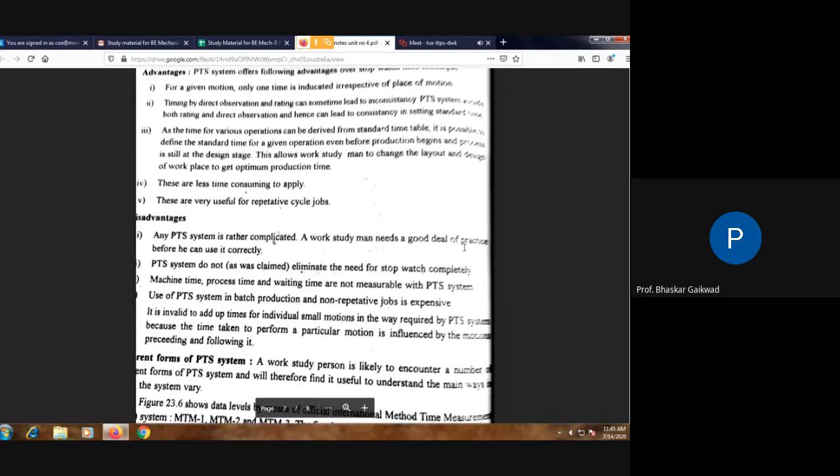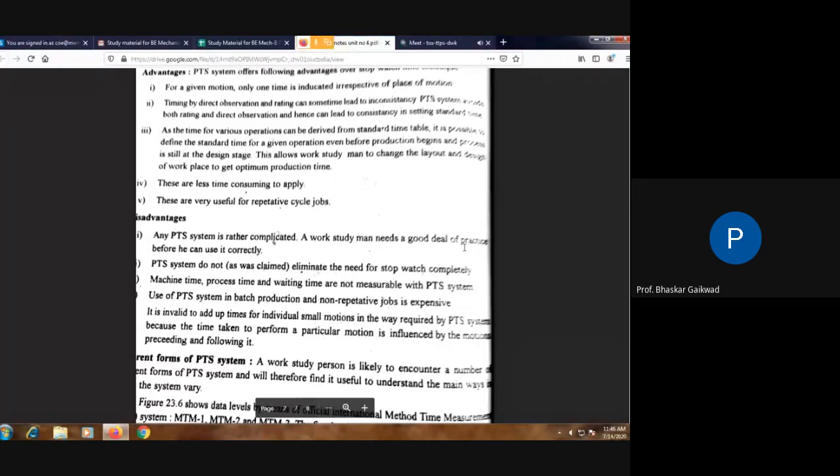Next, the predetermined motion time standard or system does not eliminate the need for a stopwatch completely. Here, once we collect the standard data, we don't require the stopwatch or any other instrument or device. This is actually a disadvantage because while doing any work, some seconds and minutes are there. We cannot count the variation. When a stopwatch study is there, we can count. But here, a second loss, a minute loss, will not get counted. This is actually the disadvantage of this system.